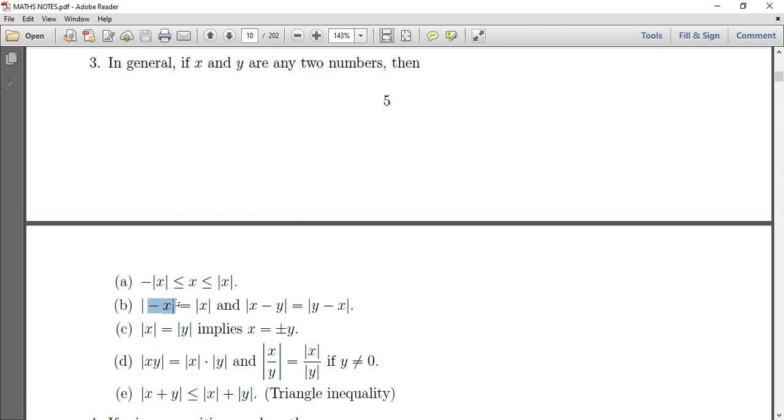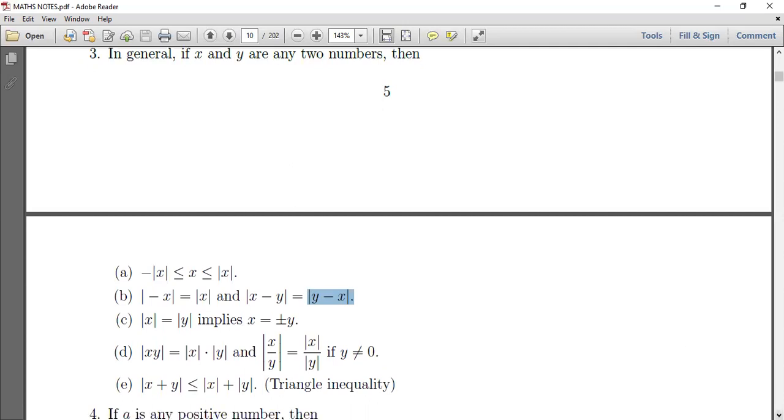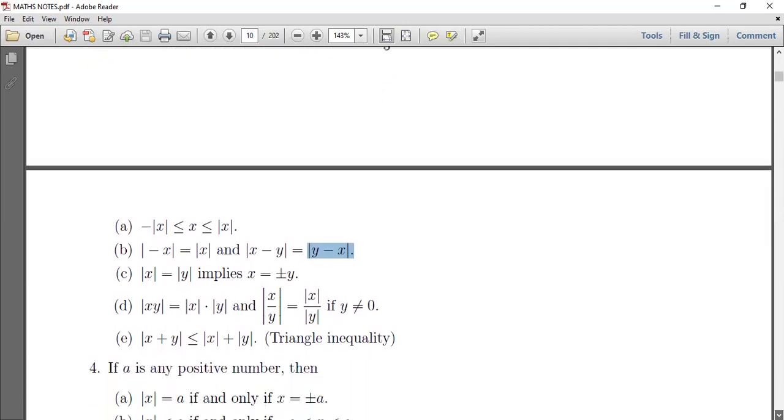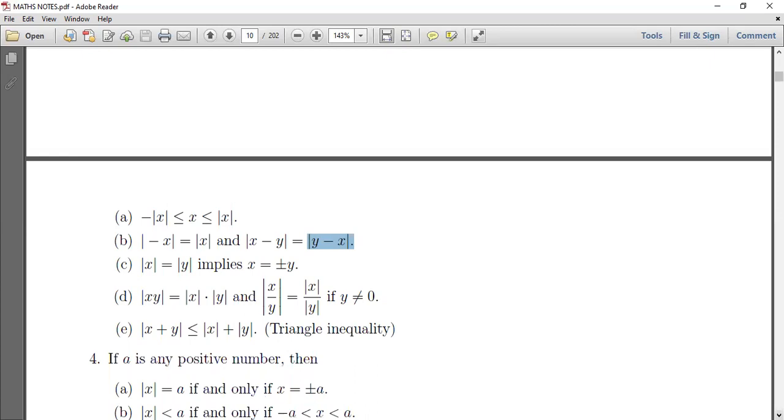Absolute of minus x is always equal to absolute of x, and absolute of x minus y is always equal to absolute of y minus x. So the difference of two numbers, the absolute of that is always the same. If absolute of x is equal to absolute of y, it implies that x is either equal to plus or minus y, because y can be a positive number or a negative number. So if they are equal, it might mean that y is the negative of that.